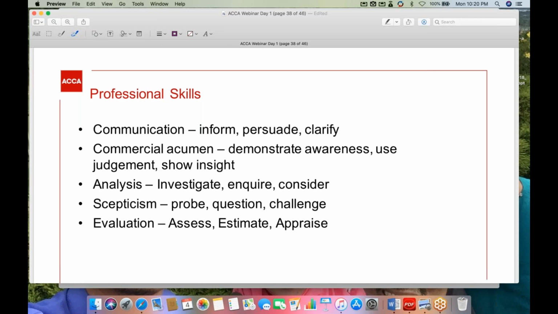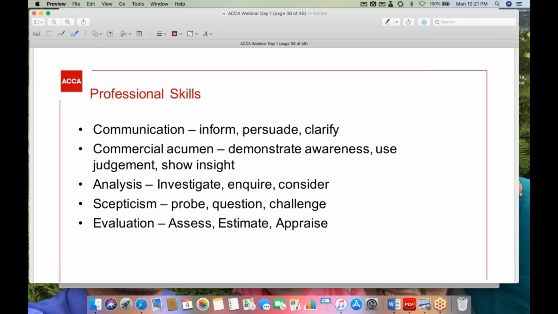As an ACCA graduate, or affiliate, by the time you go out, you should be able to practice these skills. You should be able to demonstrate them at your workplace, because when it comes to communication, inform, persuade, and clarify, you need to be able to demonstrate this. I'll go into detail on these professional skills, but let me just give you what they are first.